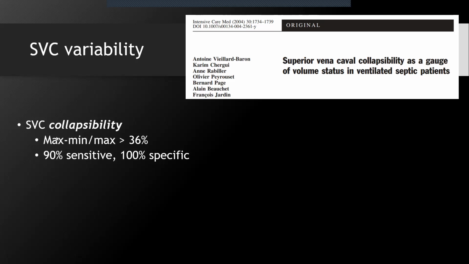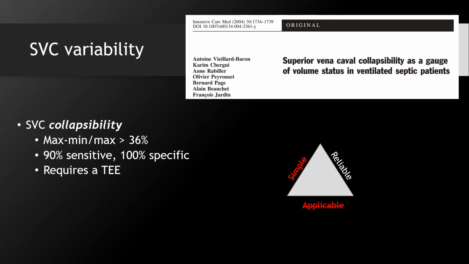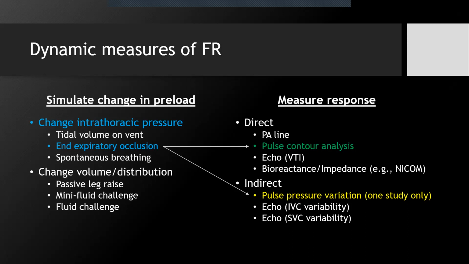And if you take the maximum diameter minus the minimum diameter over the max, and it's greater than 36%, it's 90% sensitive and 100% specific for predicting fluid responsiveness. It's actually really accurate. The only problem, of course, is that you need a TEE, right? And that's not so available. And so this is not simple. It's not applicable because you still need to be all the patients who are on the vent, and you still need to have all those caveats that we mentioned earlier, but it is reliable. And I'm going to get more into IVC variability in a little bit.